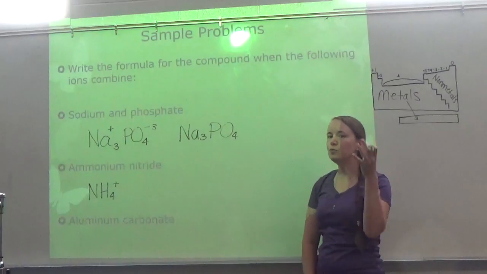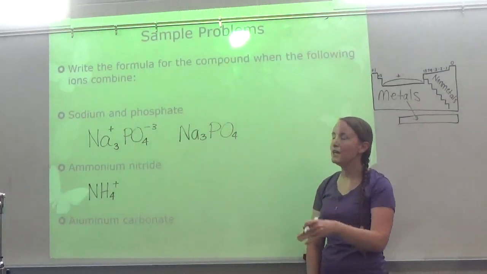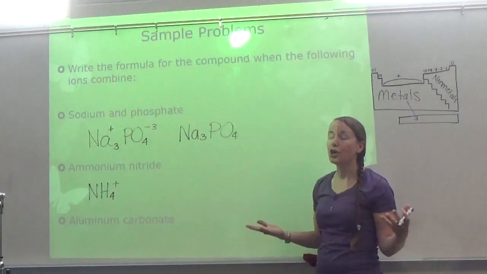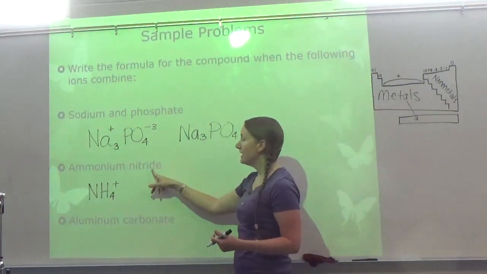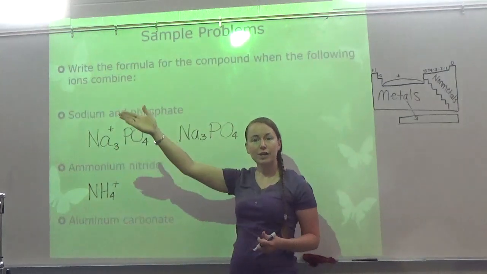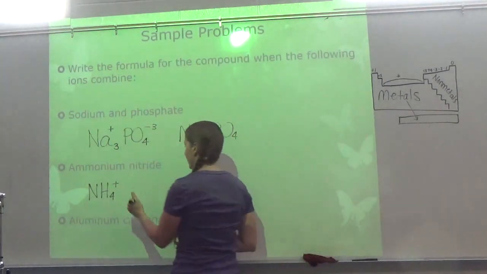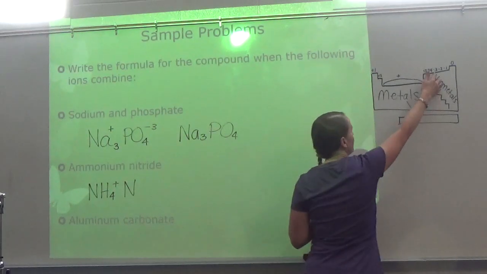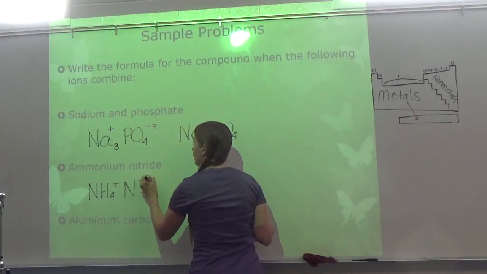Nitride, a lot of you go to that polyatomic ion sheet and you either pull NO2 or NO3. Nitride is not on the polyatomic ion sheet. Remember, if it ends in "ide," it's just the regular element. So that's just nitrogen when it's negative. Nitrogen is N. It's in group 15, so it has a negative 3 charge.